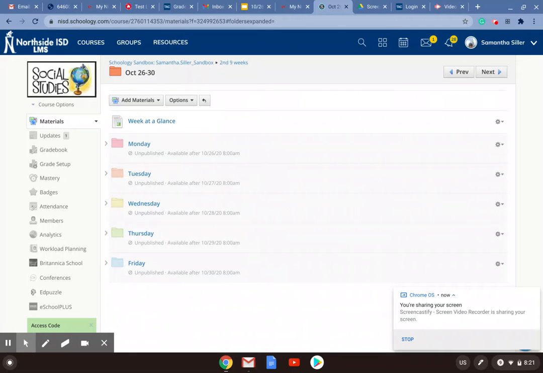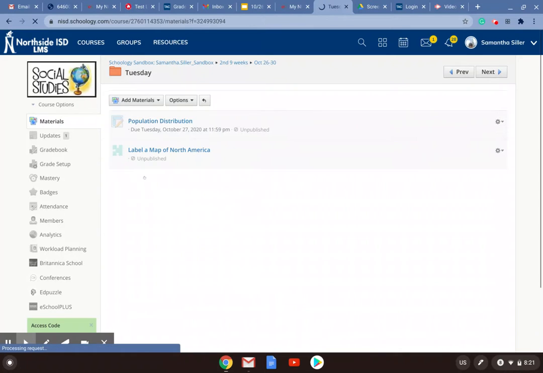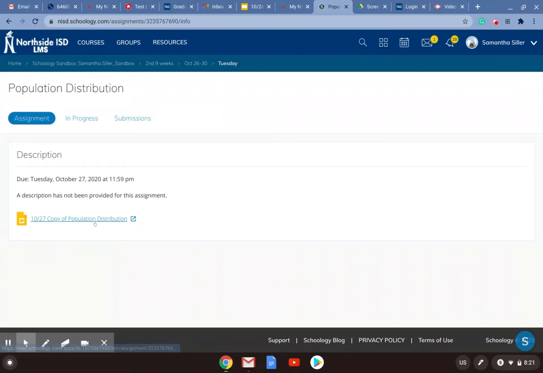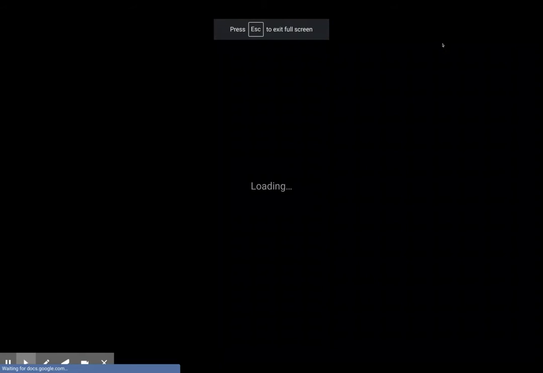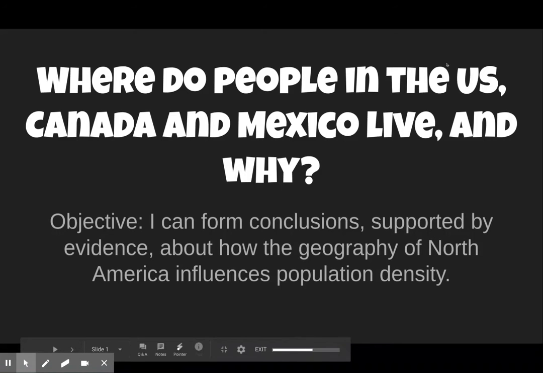So, yesterday we talked about the geography part of the United States, and today we're going to move on to Canada and Mexico. So, you're going to click on the population distribution slides. Let me present. So, it says, where is it going? Where do people in the United States, Canada, and Mexico live and why?